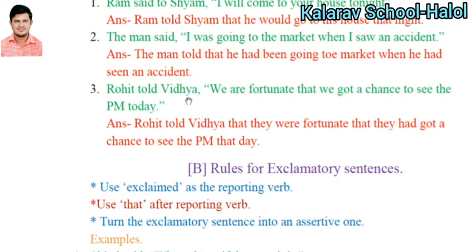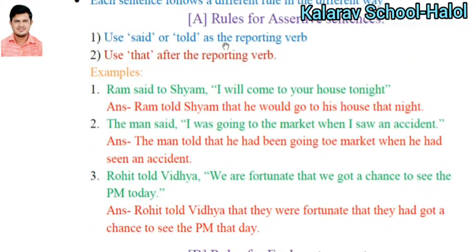Next question: Rohit told Vidya, we are fortunate that we got a chance to see the PM today. So Rohit told Vidya, the comma and inverted commas will be removed and that is used instead. So Rohit told Vidya that they were, are is transformed into were. They were fortunate that they had got a chance to see the PM that day. Today will become that day. Why is had used here? Because here we have the simple past tense, and simple past transforms into past perfect. In past perfect we use had. So had is used here. So this is the rule for the assertive sentence.